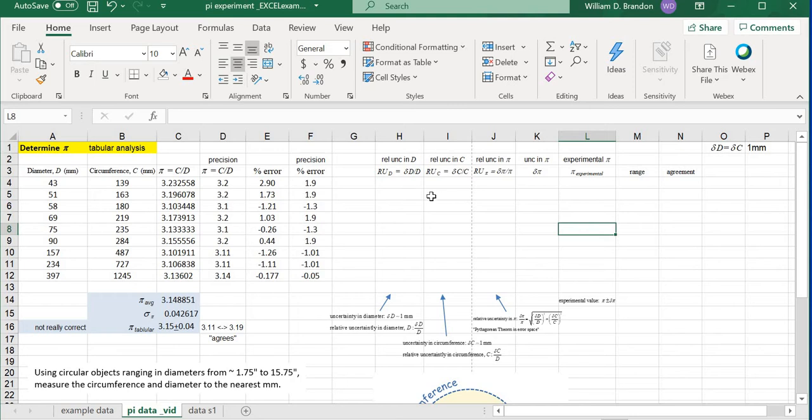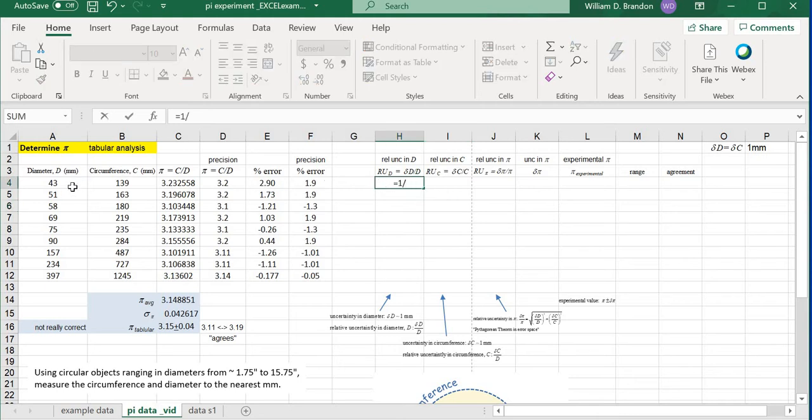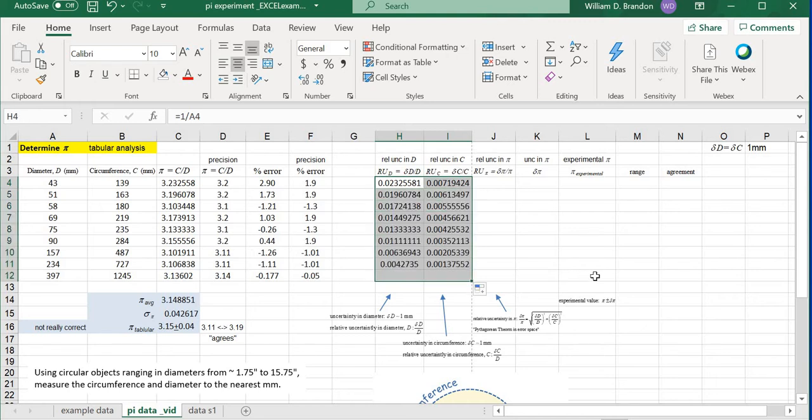So the first thing we need to calculate are the relative uncertainties in the diameter and circumference. Relative uncertainty in diameter, relative uncertainty in circumference, which is simply the uncertainty, which is 1 millimeter. All the uncertainties here are 1 millimeter for circumference and diameter, over the measurement. So we're going to divide 1 by all these numbers over here. So I'm just going to say equals 1 over this number. Okay, so this one's also equal to 1 over the circumference. So that's column B. There we go. Now, I can pull these down at the same time so we can save a little time here. There we go. So those are your relative uncertainties, every one of them.